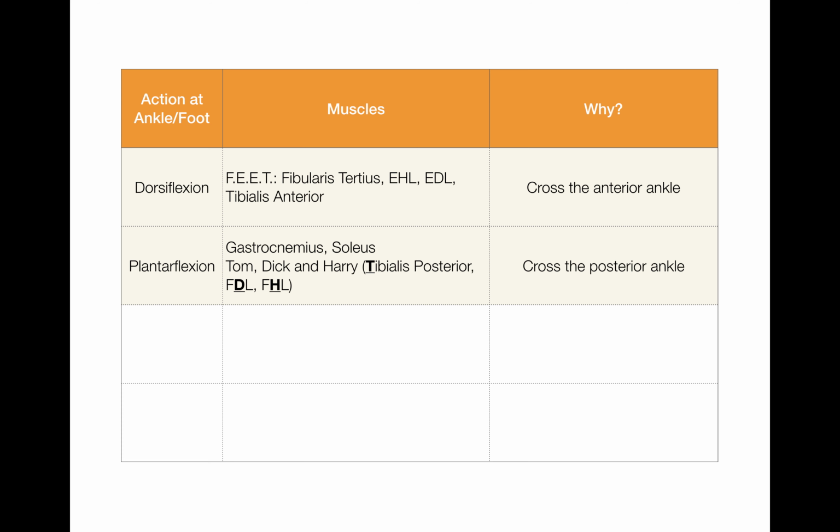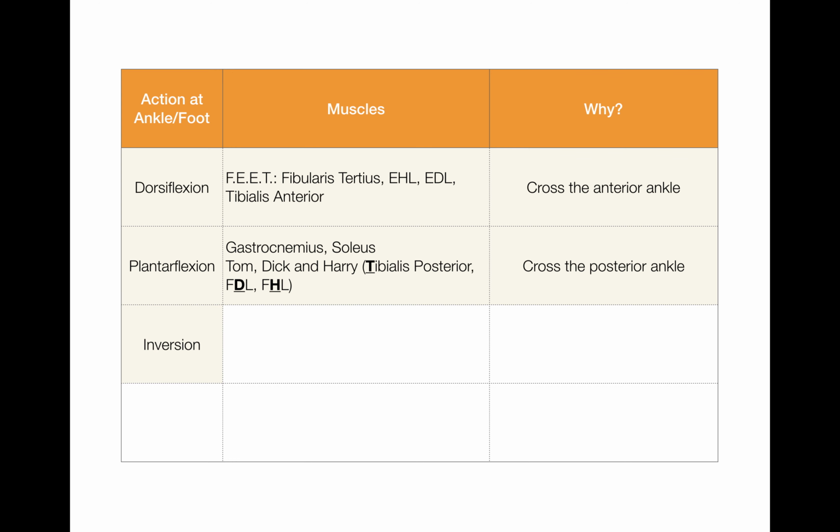Collectively, try and make this as straightforward as possible. Anything that's behind the ankle, plantar flexes. Anything that's in front of the ankle, dorsiflexes. Okay? And the name should hint as to which of those is true. For example, tibialis posterior or tibialis anterior, that type of thing. They can be really good clues.